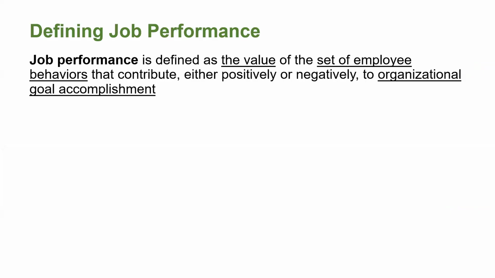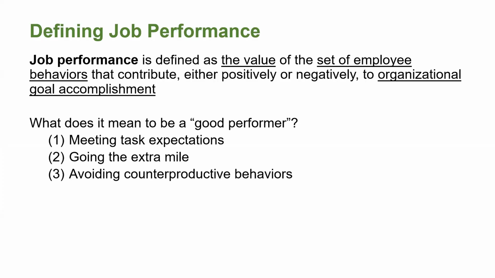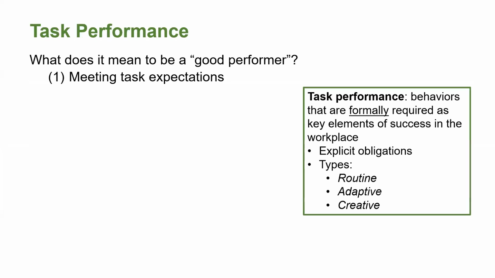Given all the elements that should be accounted for in assessing job performance, your textbook defines job performance as the value of the set of employee behaviors that contribute either positively or negatively to the organization's goal accomplishment. This definition places an emphasis on the value employee behaviors bring to the workplace as well as their relevance for the organization's overall goal accomplishment. So, what does it mean to be a good performer? Being a good performer typically includes 3 things: meeting task expectations, going the extra mile, and avoiding counterproductive behaviors.